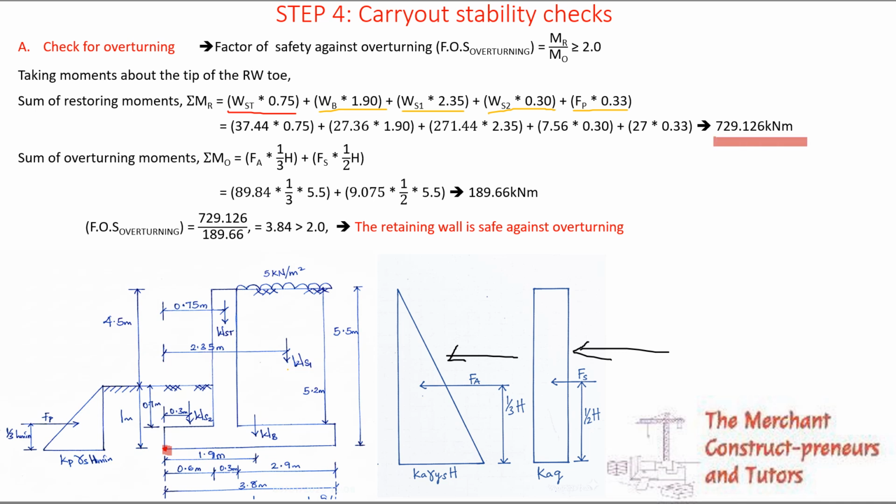Right? So the sum of overturning moments. So those are the moments that are trying to turn it over. So this is it here: FA and FS. So FA to the tip is multiplied by 1/3 h. FS, half of it is coming here, and this is how it stabilizes the triangle like this. 1/3 is coming to this part, and then this other portion is 2/3.